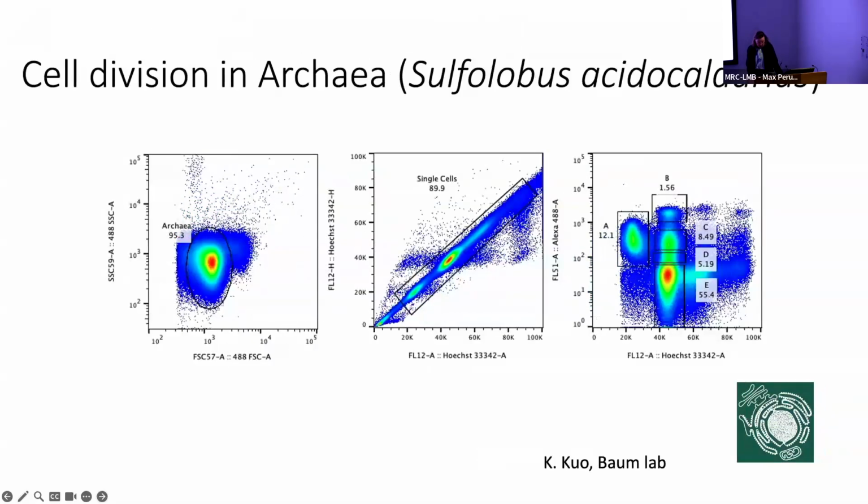The second project that's ongoing in the LMB and with the Flow Cytometry Facility is one by Chris Kuo in the Baum lab. And of course, Chris is looking, and the Baum lab in general is looking, at cell division in archaea.